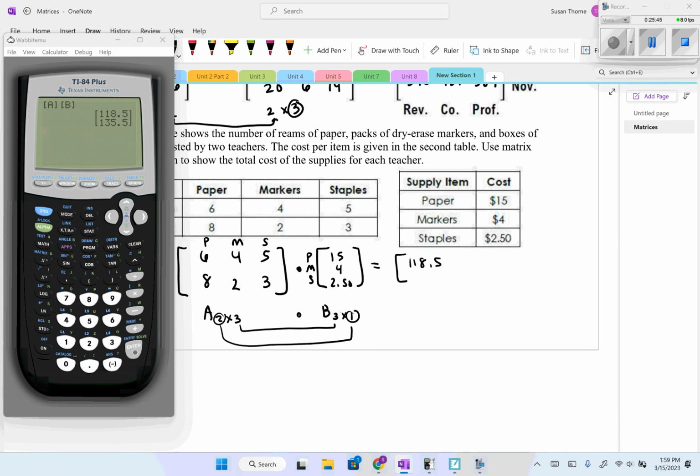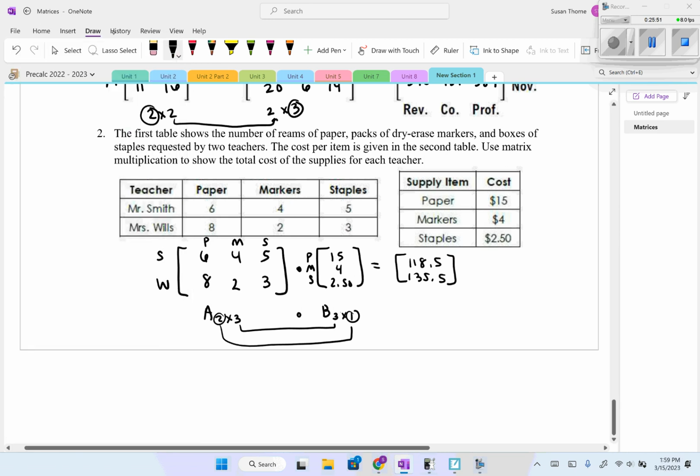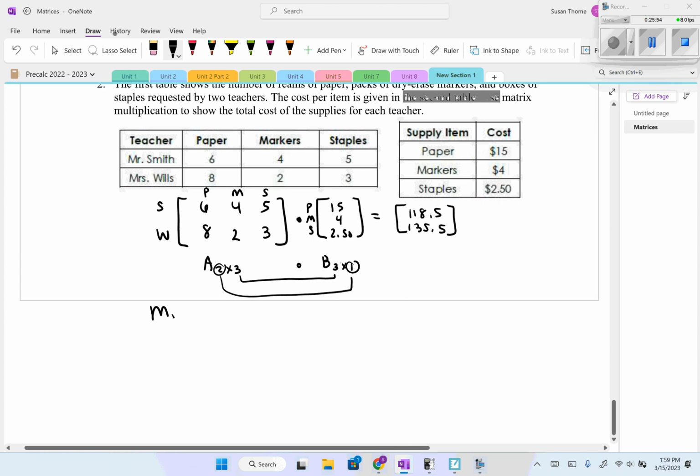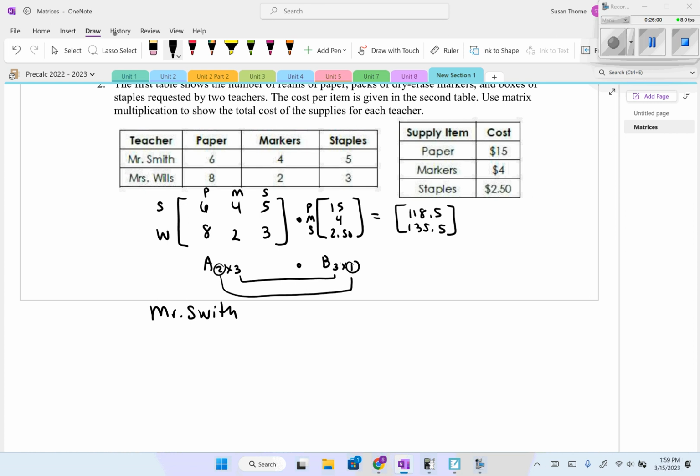So 118.5 and 135.5. So that means that Miss Smith's total cost of the supplies was $118.50, and it looks like Miss Willis's total cost of supplies would be $135.50.